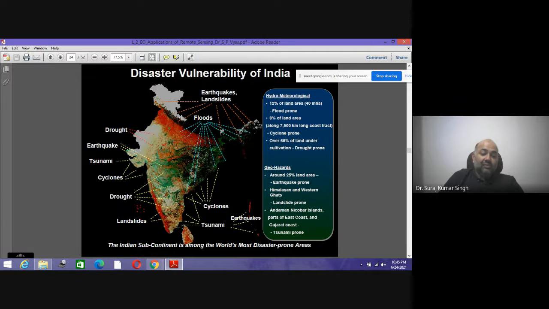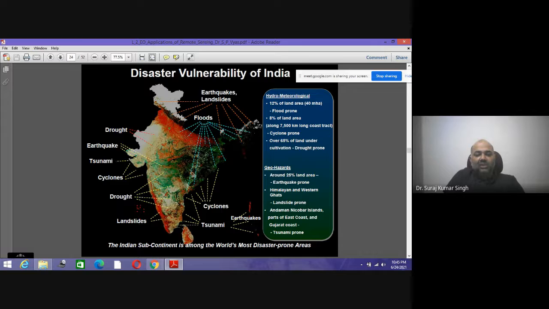They are prone to various kinds of disasters. So you can see that each and every terrain, whether you talk of Andaman, Nicobar, each and every terrain is vulnerable to various kinds of disasters. So unless you are mapping it, monitoring it, and have an early warning system, that can create havoc in that area.